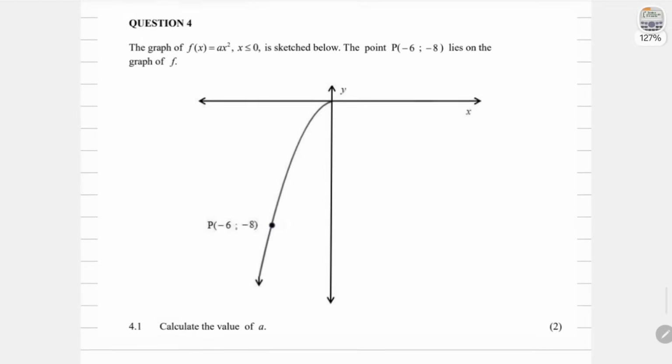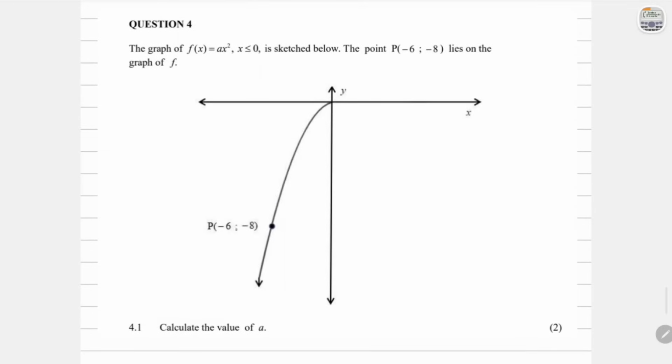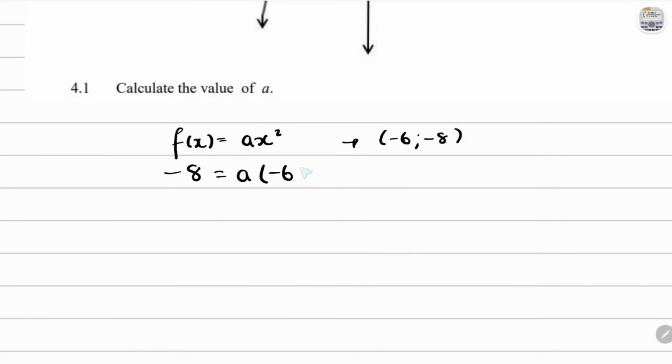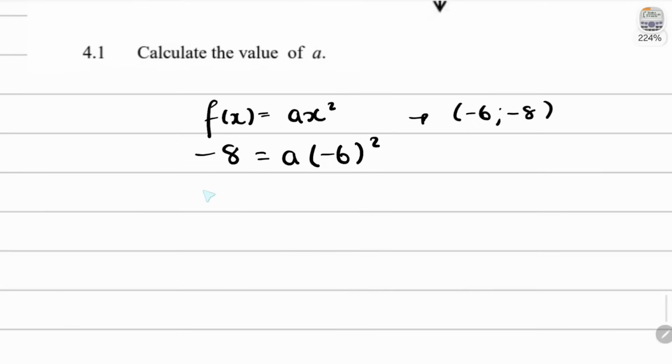Okay, so we have a graph, a parabola, a restricted parabola, and we have 1 point on this parabola. So we can go ahead and substitute that point to find the value of a. So our graph f of x is equal to ax squared, and we can go ahead and substitute negative 6 and negative 8. So in place of y, we're saying negative 8 is equal to a multiplied by, in place of x, negative 6 all squared. So this is negative 8 equals 36a.